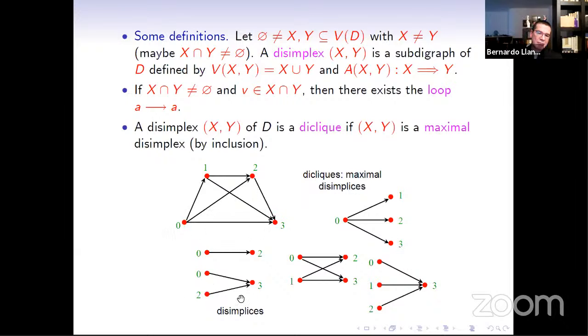This is a bipartite graph, but it is not maximal by inclusion. The maximal bipartite digraphs in this case are these ones, 0 to 1, 2, 3. You can see them here in the graph. Look at this one and this one. So they are the maximal disimplices. You can have many other disimplices, but they are not maximal. We only consider the maximal.